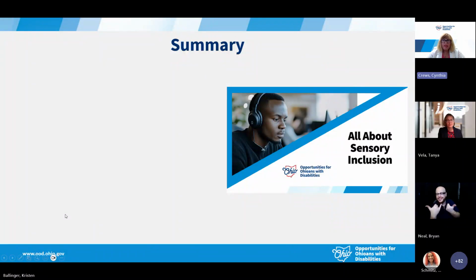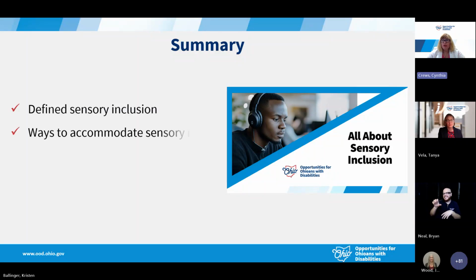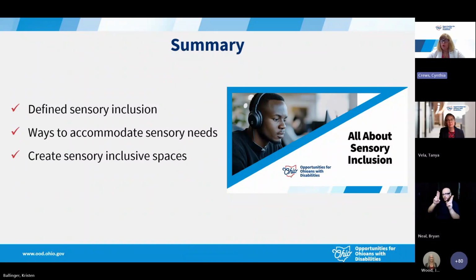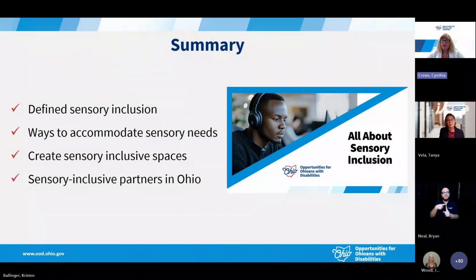So we're going to give a quick recap on what we discussed. Today we introduced and defined sensory inclusion. We discussed various ways to accommodate sensory needs in both the workplace and in community spaces. We explored universal design concepts to create your own sensory inclusive spaces in your work and community environments. And we were able to share a few Ohio venues that have implemented sensory spaces, tools, maps, and social narratives.